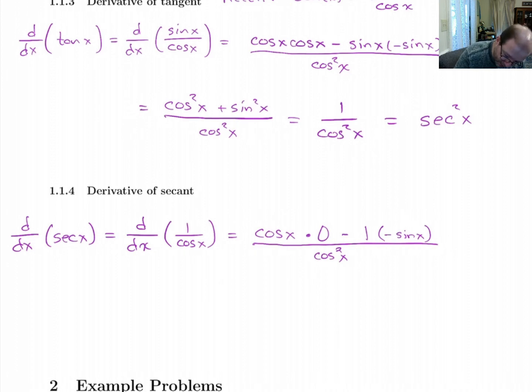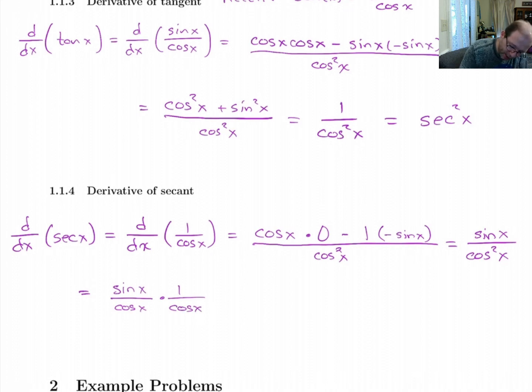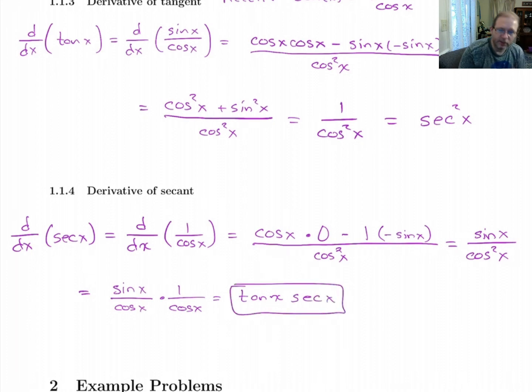All right, so what this winds up giving us on top is sine x and then over cosine squared x. All right, that's not exactly what we said up above. We said derivative of secant is secant x tangent x. Well, let's take this apart. I'm going to rewrite this as sine x over cosine x times 1 over cosine x. I'm just breaking that cosine apart like this. Then sine over cosine is tangent, and 1 over cosine is secant. So that's one way we can derive this.